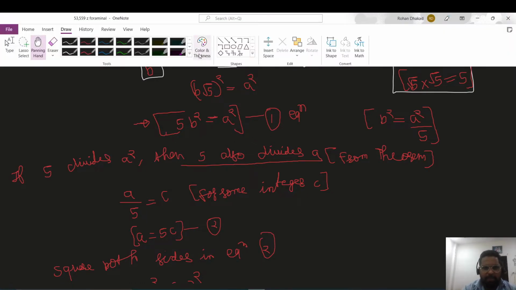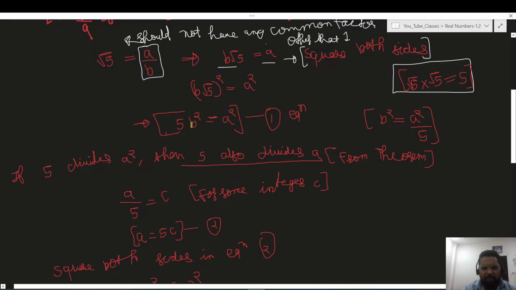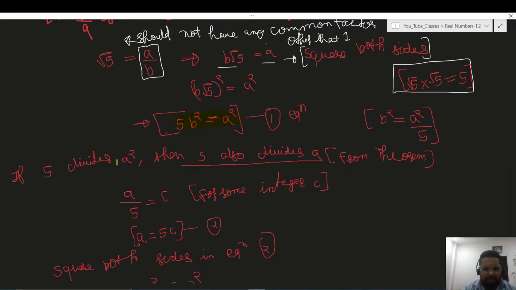Okay, I am just highlighting it. I just need the highlighter, yeah, this equation. Okay, what this equation says, there is one theorem which says, if you can see here, I can write this first equation as a b square is equal to a square divided by 5, okay, like this.